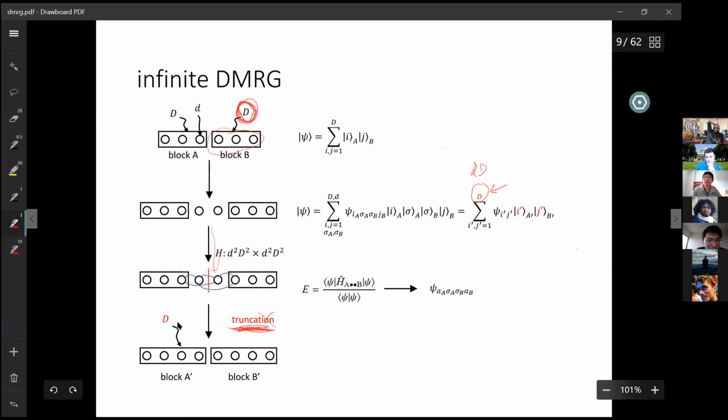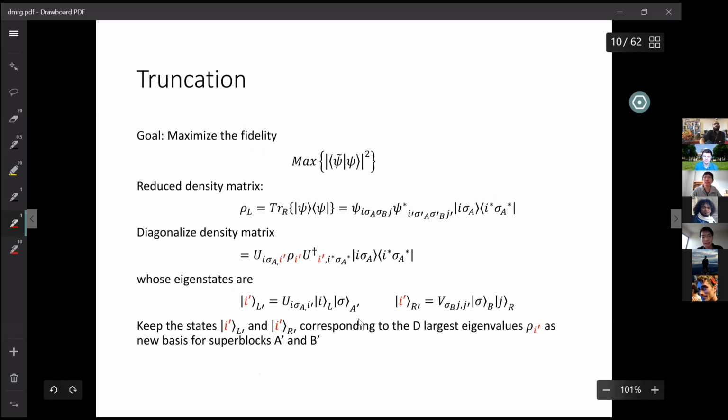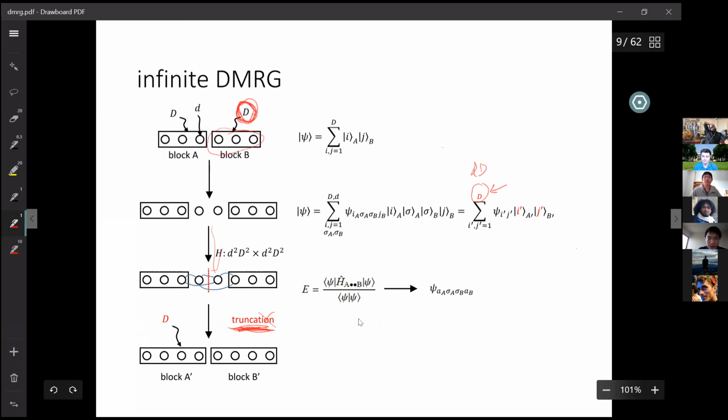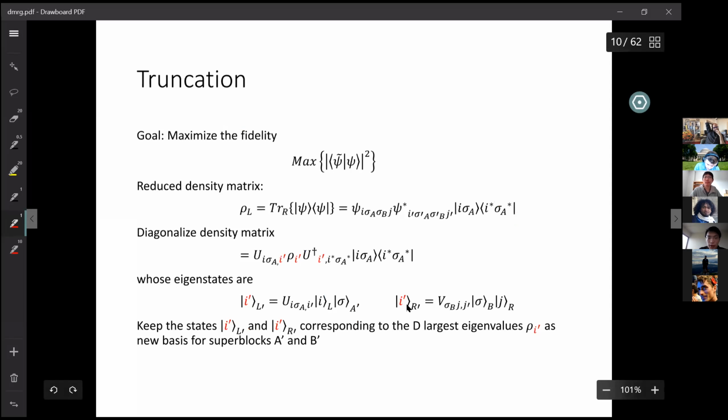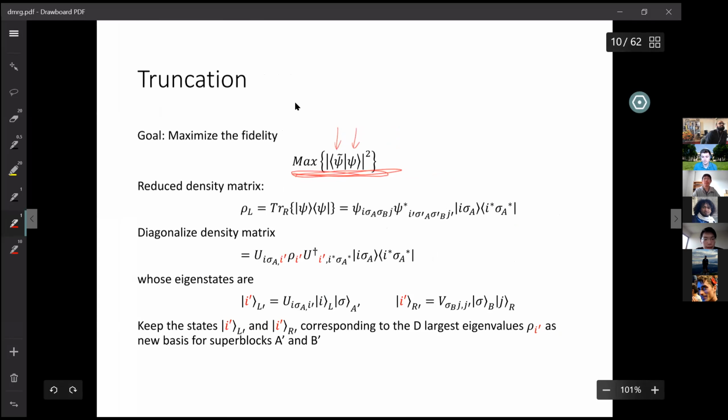So, how is the truncation determined? Okay. I will explain the truncation here, but not in great detail. The goal here is to use fewer basis states, I prime and J prime, but still be able to describe the wave function pretty well. So what I want to do is to maximize this overlap between the wave function after truncation and the wave function before truncation. To do this, people find that the best way is to use the reduced density matrix.